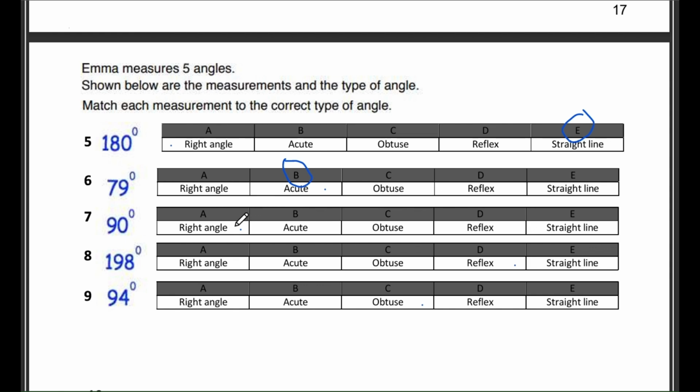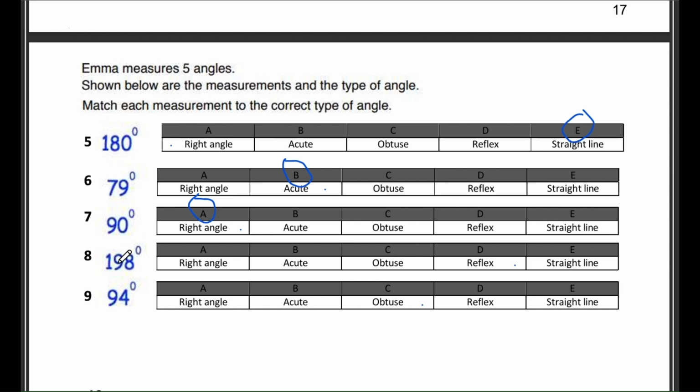Now, question 7. Emma measures an angle of 90 degrees. Match it to the correct type of angle. Here are the options. Option A, right angle. Option B, acute. Option C, obtuse. Option D, reflex. And option E, straight line. The answer to this one is option A, right angle. A right angle always measures exactly 90 degrees and looks like the corner of a square.